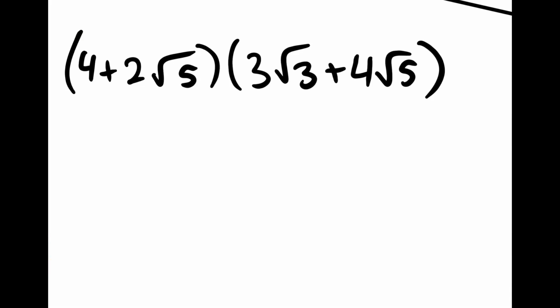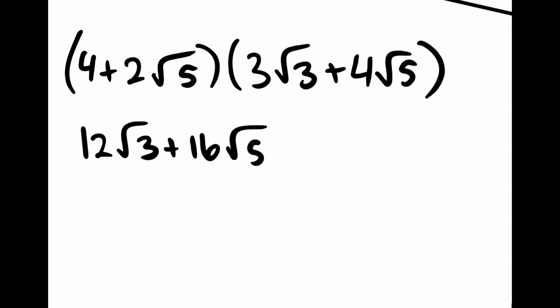You just FOIL it. So first, you just have to go in order. First, 4 times 3 root 3 is just 12 root 3. Outer, 4 times 4 root 5 is 16 root 5. Inner, 2 times 3 is 6, and then you multiply what's under the radical, so 5 times 3 is 15.